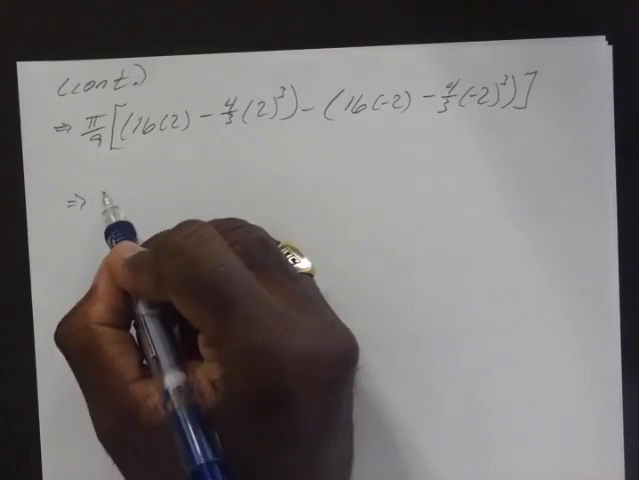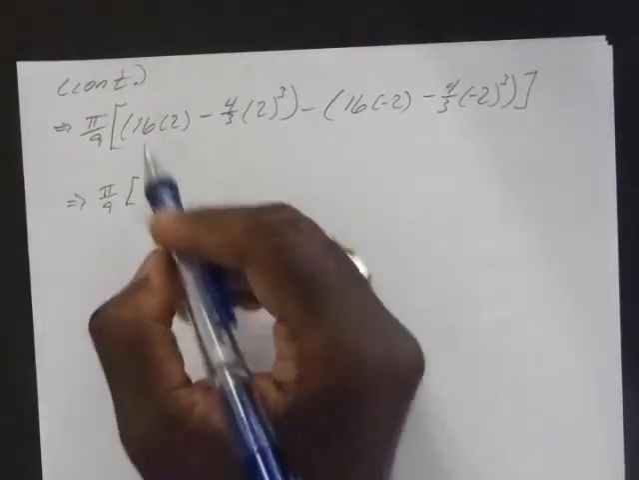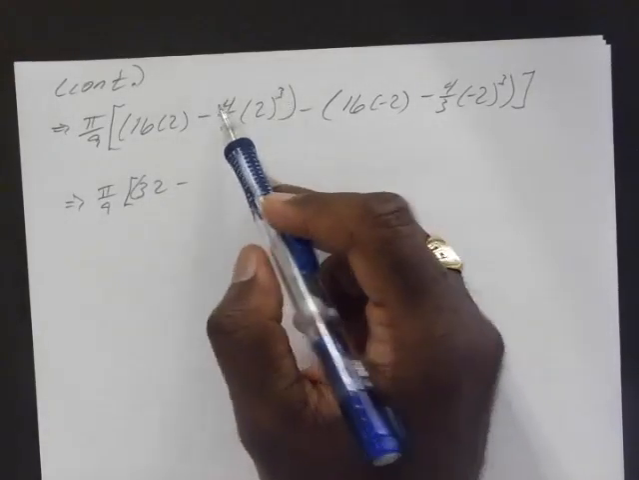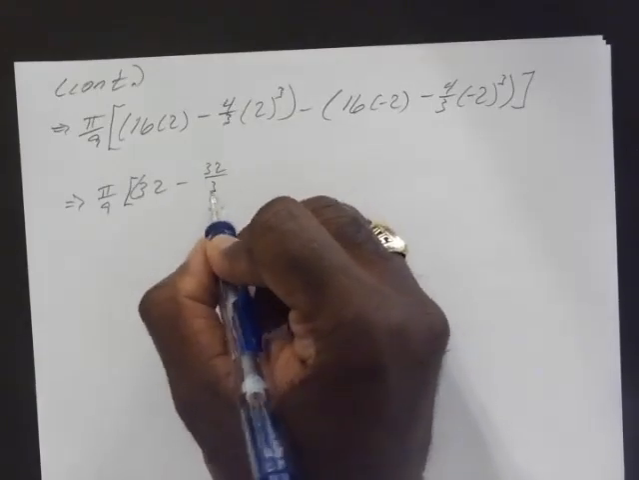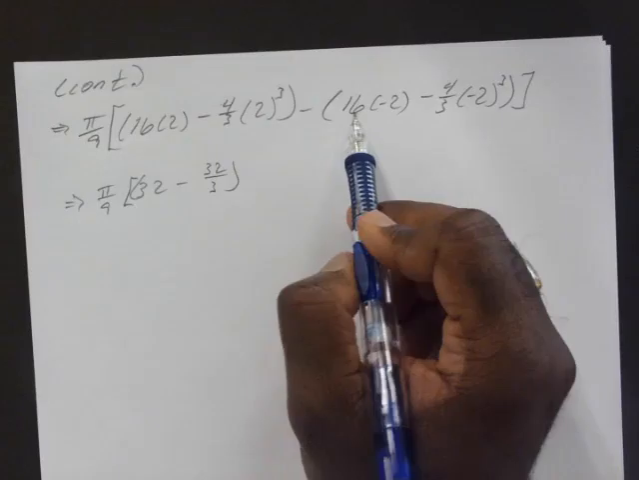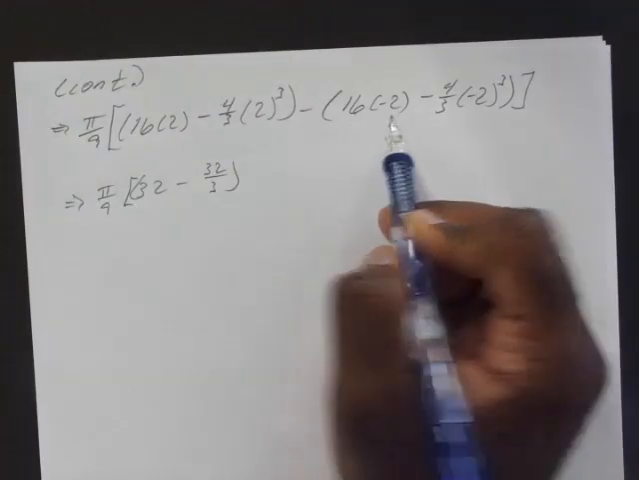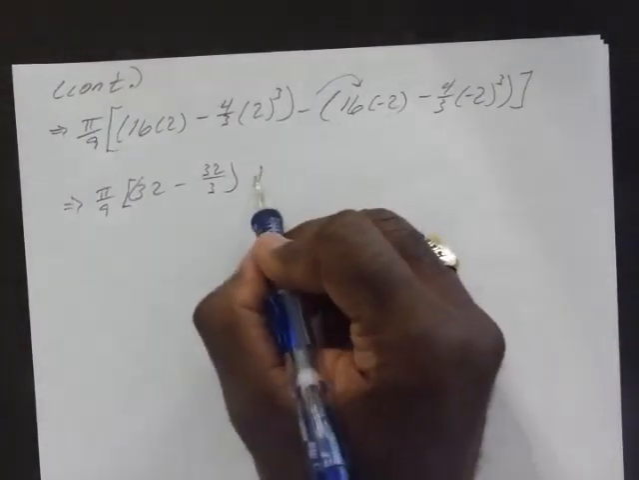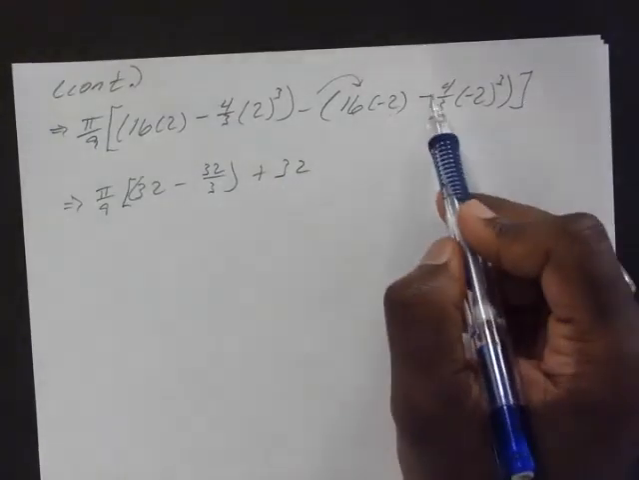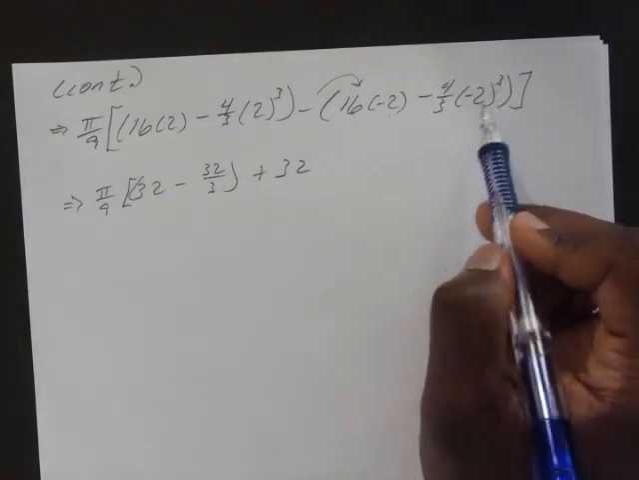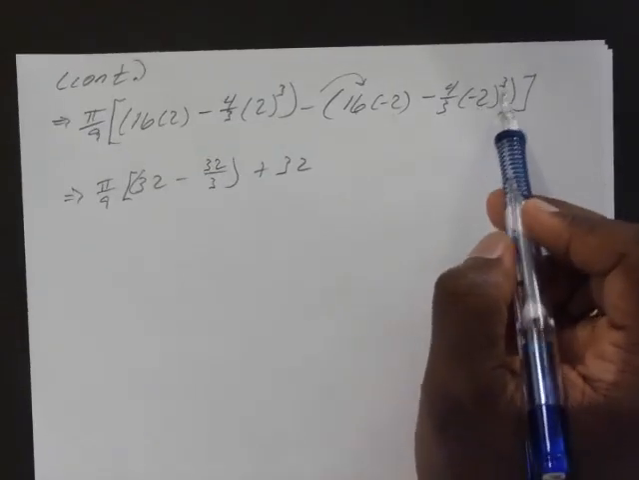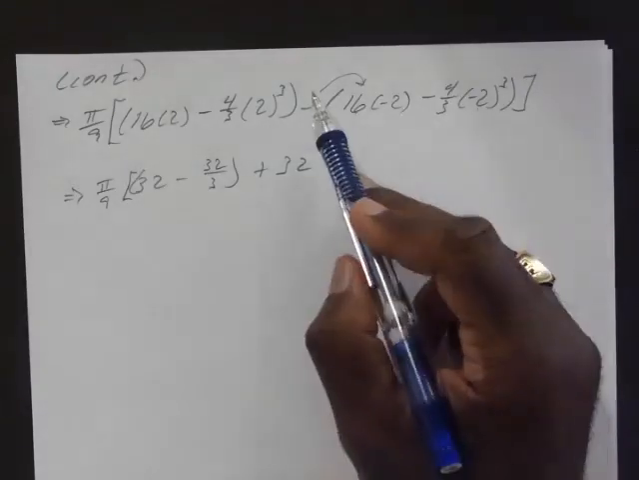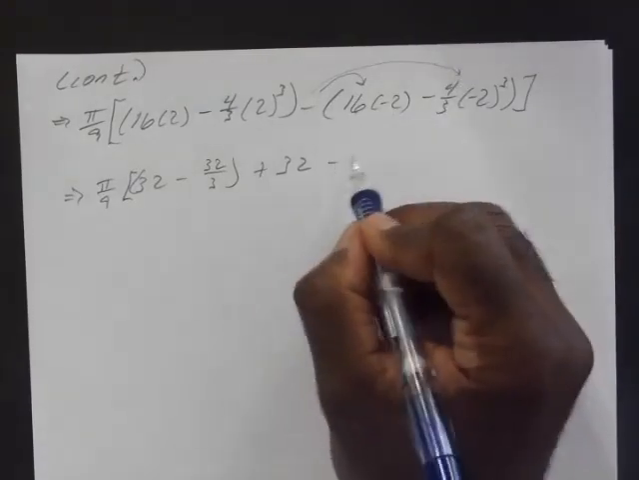Okay, so we have our pi over 9 times 32 minus 2 to the third power is 8. 8 times 4 is 32, so we have 32 over 3. 16 times negative 2 is negative 32. But as soon as we distribute that negative 1, it becomes positive 32. Negative 4 over 3 times negative 2 to the third power. Negative 2 to the third power is negative 8. Negative 8 times negative 4 is positive 32. So we have positive 32 over 3. But if we distribute that, it becomes negative.